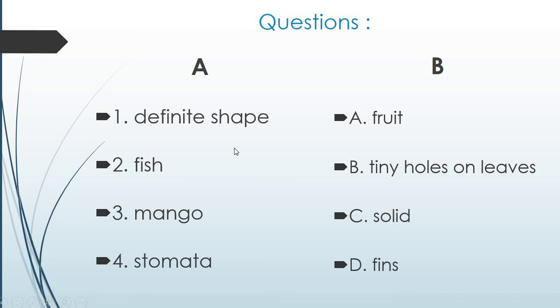So my trick is always that you should write column A and then you should match B answers directly. You should write beside column A wherever you feel it matches. Definite shape, fish, mango, stomata. On the other hand, options are fruit, tiny holes on leaves, solid, and fins.